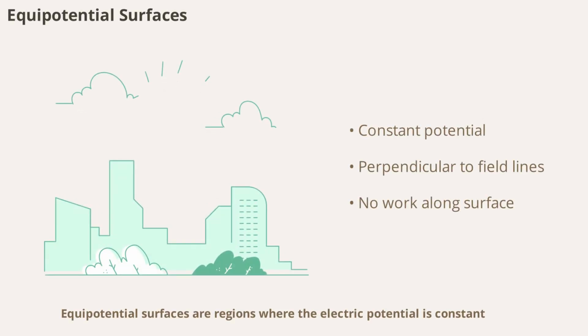Equipotential surfaces are regions where the electric potential is constant. No work is required to move a charge along these surfaces. They are always perpendicular to electric field lines. Equipotential surfaces simplify the analysis of electric fields and help in designing safe and efficient electrical systems.